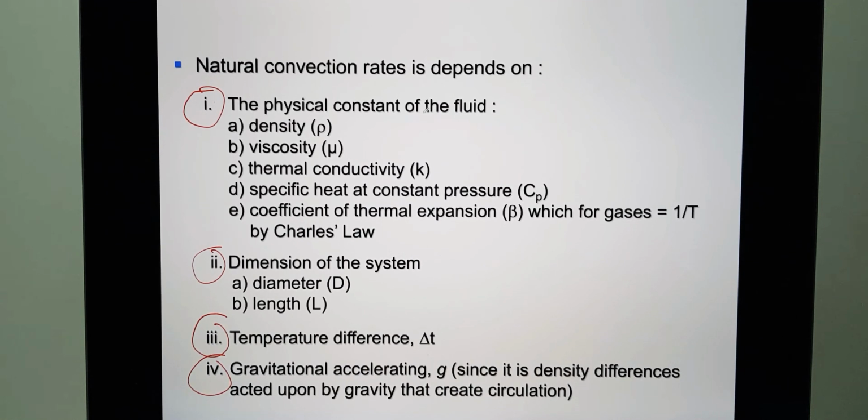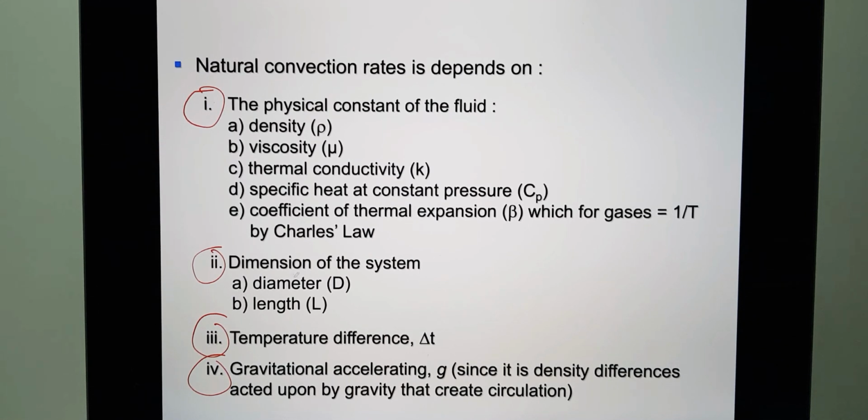Under physical constants of the fluid, you need to know that it also involves the density of the fluid, the viscosity of the fluid, followed by thermal conductivity, the k of the fluid that you are going to deal with, specific heat at constant pressure, and last but not least the coefficient of thermal expansion, known as beta, which for gases equals 1 over T by Charles' law.